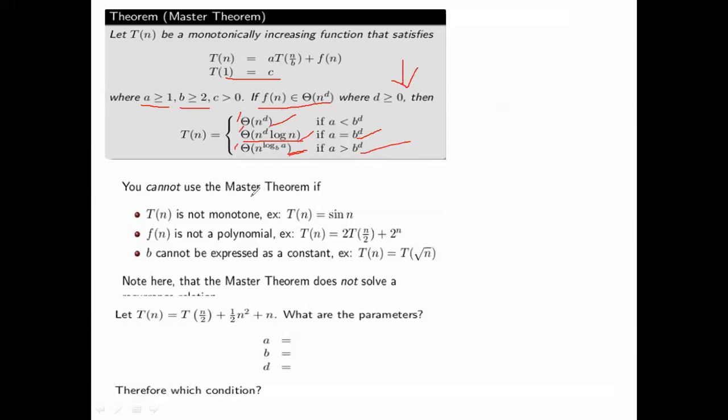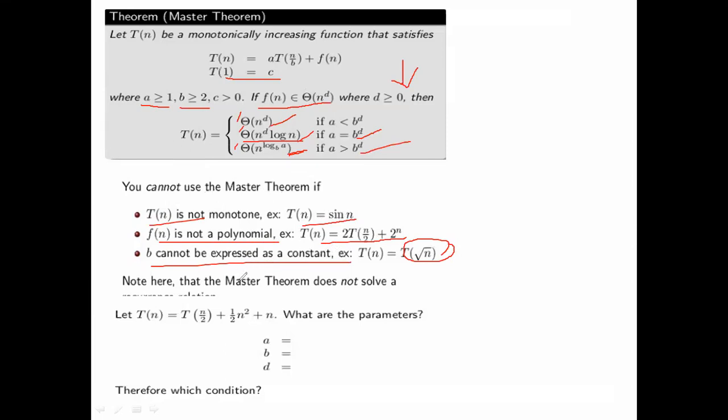And also the master theorem cannot be used when T(n) is not monotone. For example, the master theorem is not used for T(n) equal to sin n, and also if f(n) is not a polynomial, you cannot use the master theorem. And also if b cannot be expressed as a constant, you cannot use the master theorem.